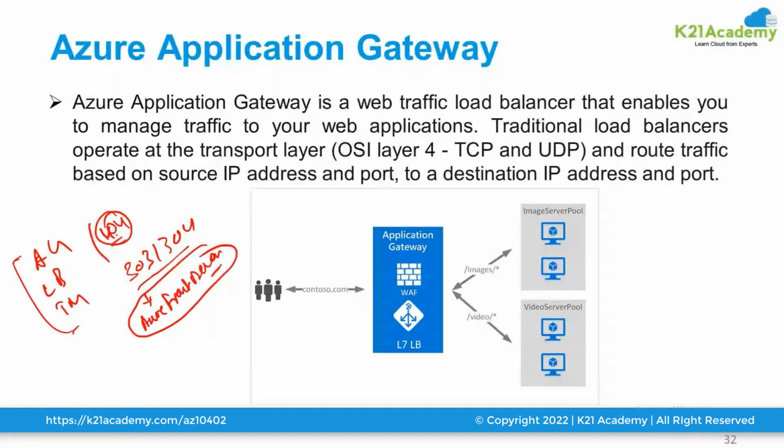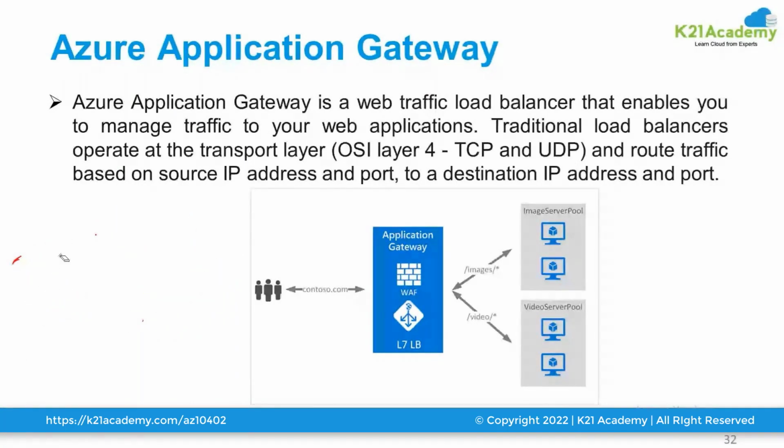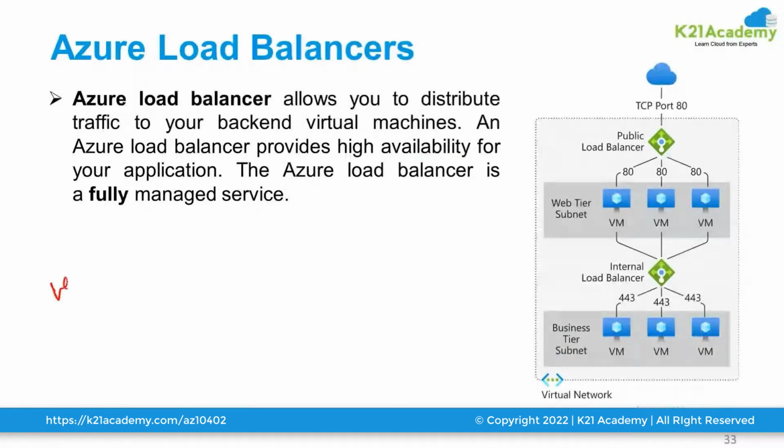We have thoroughly discussed Azure Application Gateway. I showed you how you can configure Application Gateway. So Application Gateway is a web traffic load balancer that enables you to manage traffic to your web applications. I showed you the OSI diagram also. Normal load balancers, which are the Azure load balancers, work on OSI layer 4, that is the TCP and UDP layer, and route traffic based on the IP address and port and its destination. That is the traditional load balancer, but Application Gateway works on layer 7.